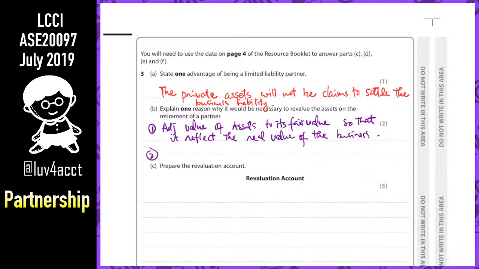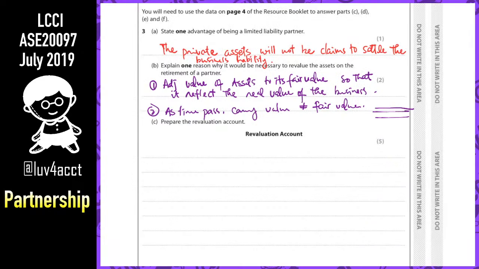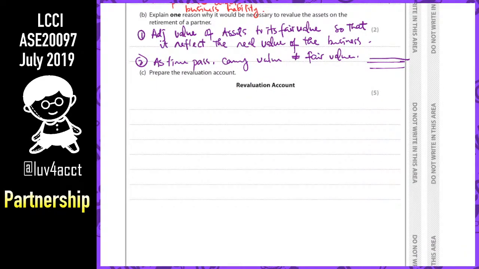You may also say something like this: as time passes, the carrying value would not be close to your fair value. So it would be good to reflect the real value of the business because there will be a change. We have to know how much the business is worth before we can settle the amount due to the retired partner. Next, we have to work on the revaluation account.